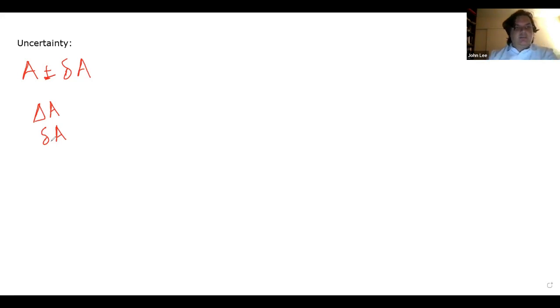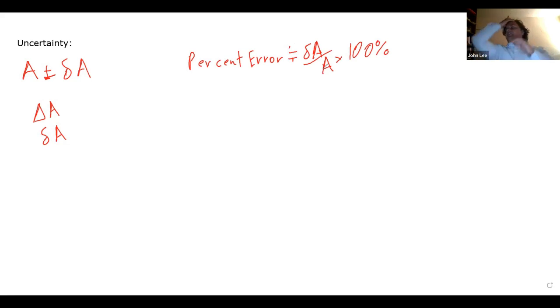And then the percent error is going to be defined as delta A over A times 100%. So if you have an uncertainty of 0.5 meters off of a measurement of 1 meter, that's going to be an insane uncertainty, but it's going to have an uncertainty of 50%, or it's going to have a percent error of 50%.